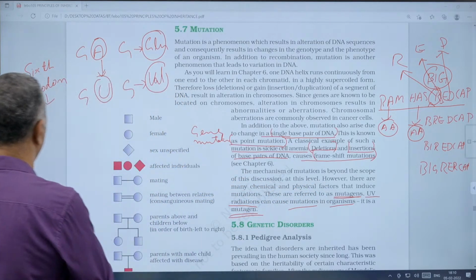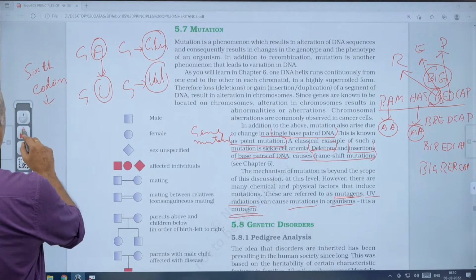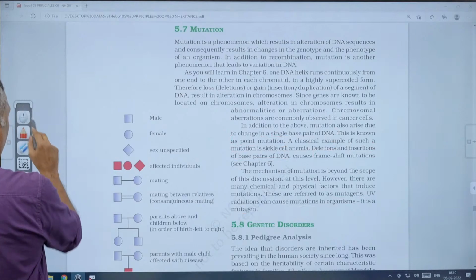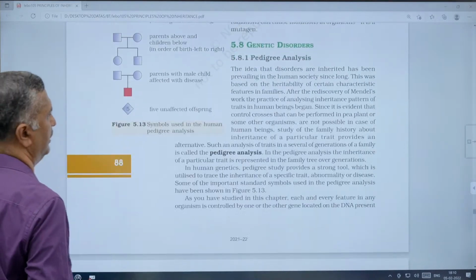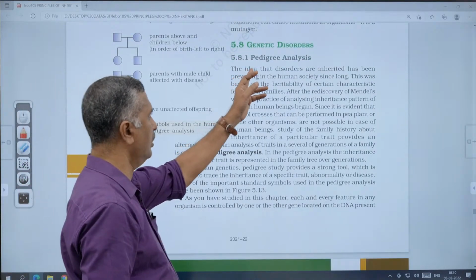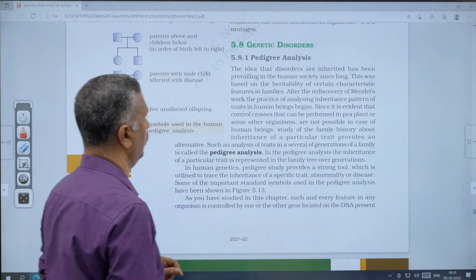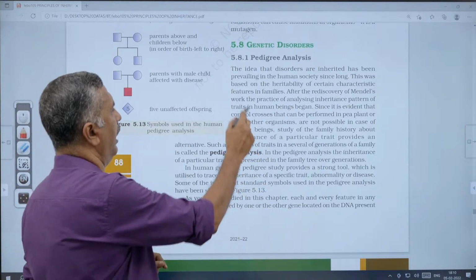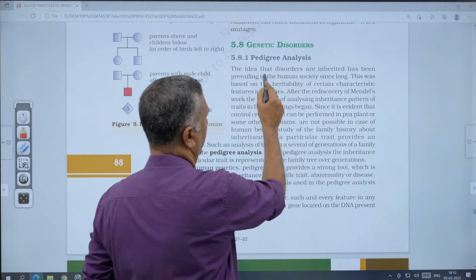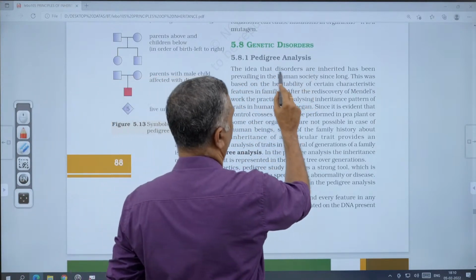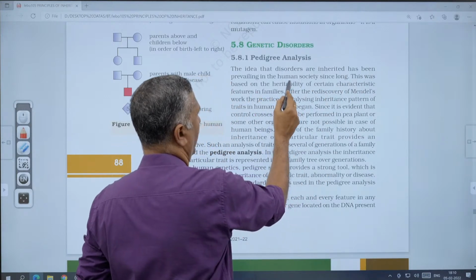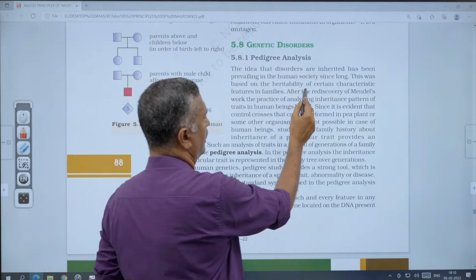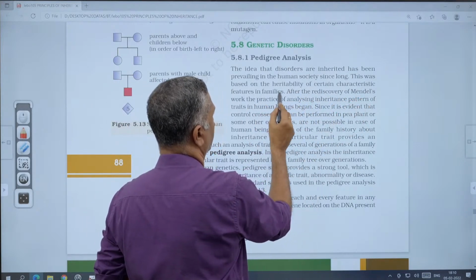Then the next part is genetic disorders. In genetic disorders, the first topic to study is pedigree analysis. What is the main aim of pedigree analysis? Disorders that are inherited have been prevailing in human society since long. This was based on the heritability of certain characteristic features in families.